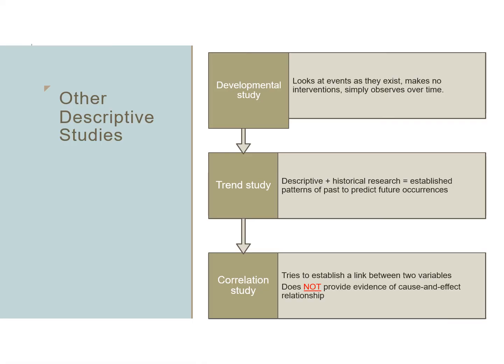Some other descriptive studies, or just kind of names for these things, is going to be a developmental study. It's pretty similar to a cohort study, but basically just looks at events as they exist. It doesn't make an intervention, but it just simply observes them over time. So maybe it follows children, your book gives the example of following children as they grow in order to see how their periodontium changes over time.